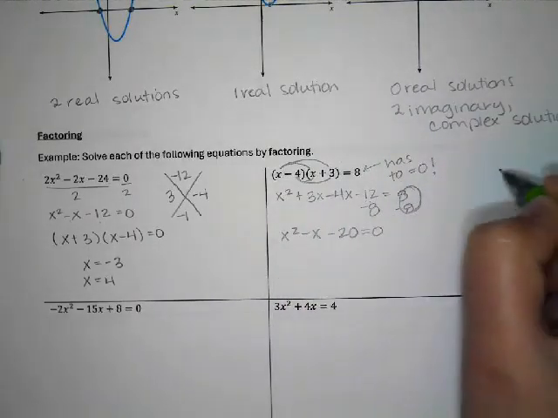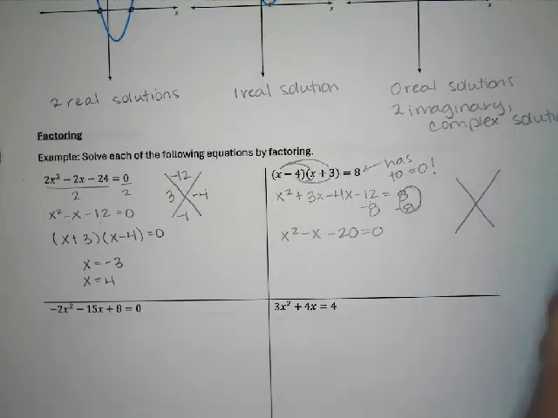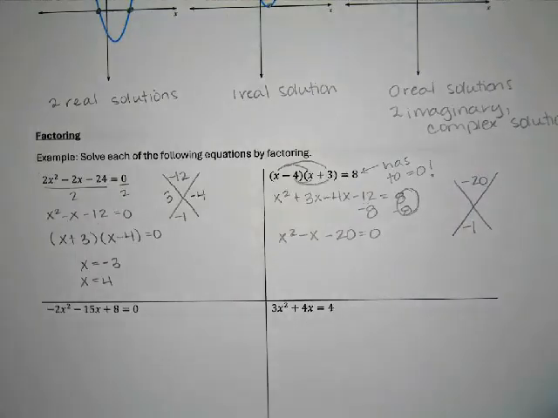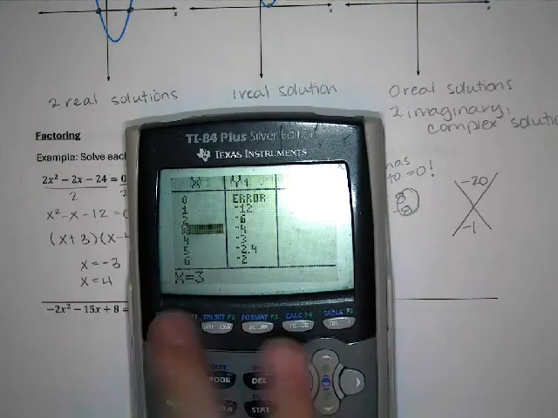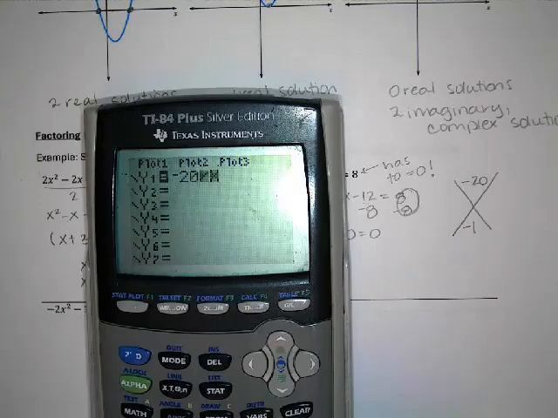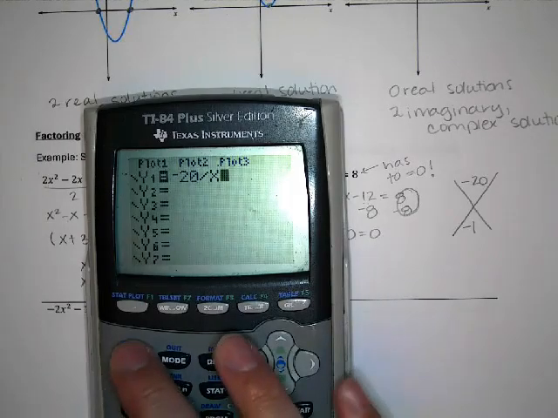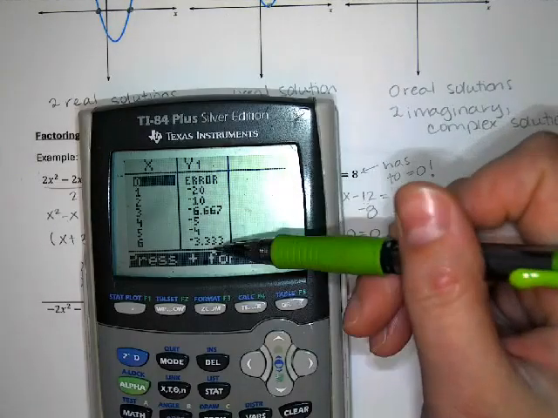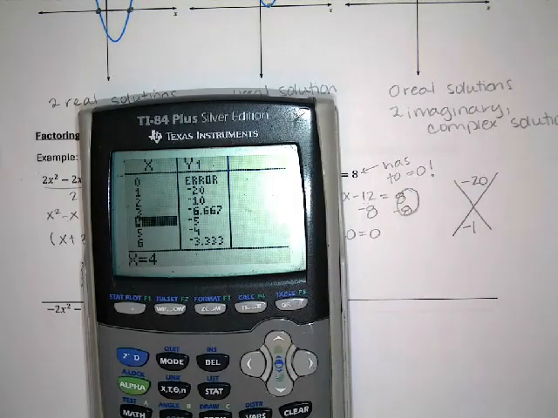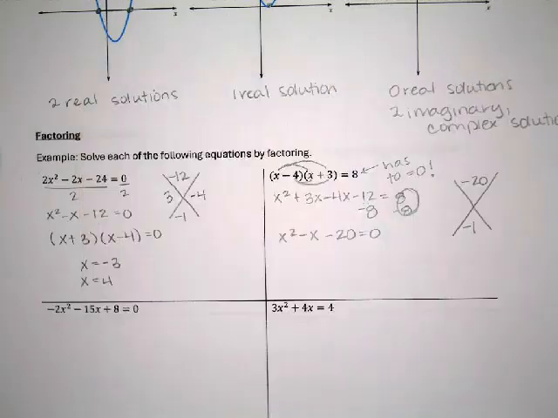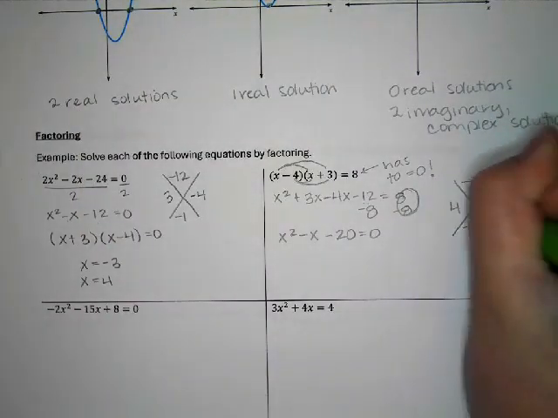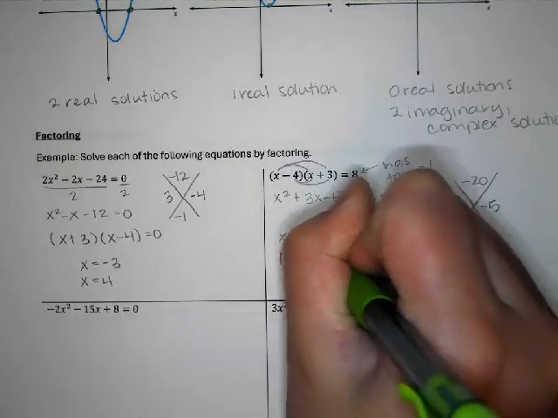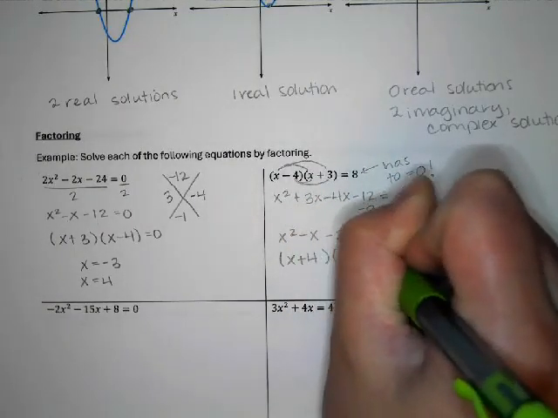So for this problem, I'm looking for two numbers that multiply to -20 but add to -1. If I use this method again, I would do -20 divided by x, and then I would look at the table and look for the combination that adds to -1. That combination is 4 and -5. 4 and -5 add to -1. So my factors are x plus 4 and x minus 5.